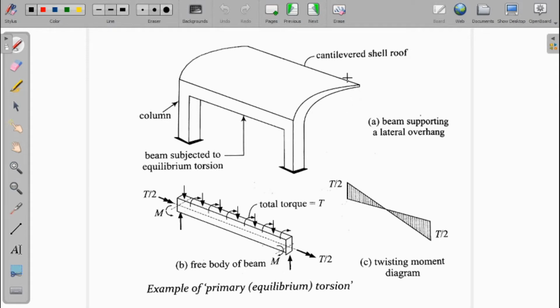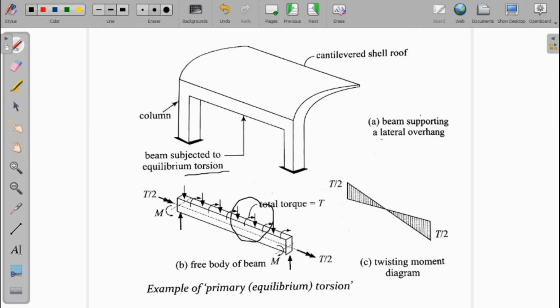So here the load will be there, right? Because of this load, there will be additional moments. These counteracting moments are basically the torsion. Here it is shown: this is a beam subjected to equilibrium torsion.